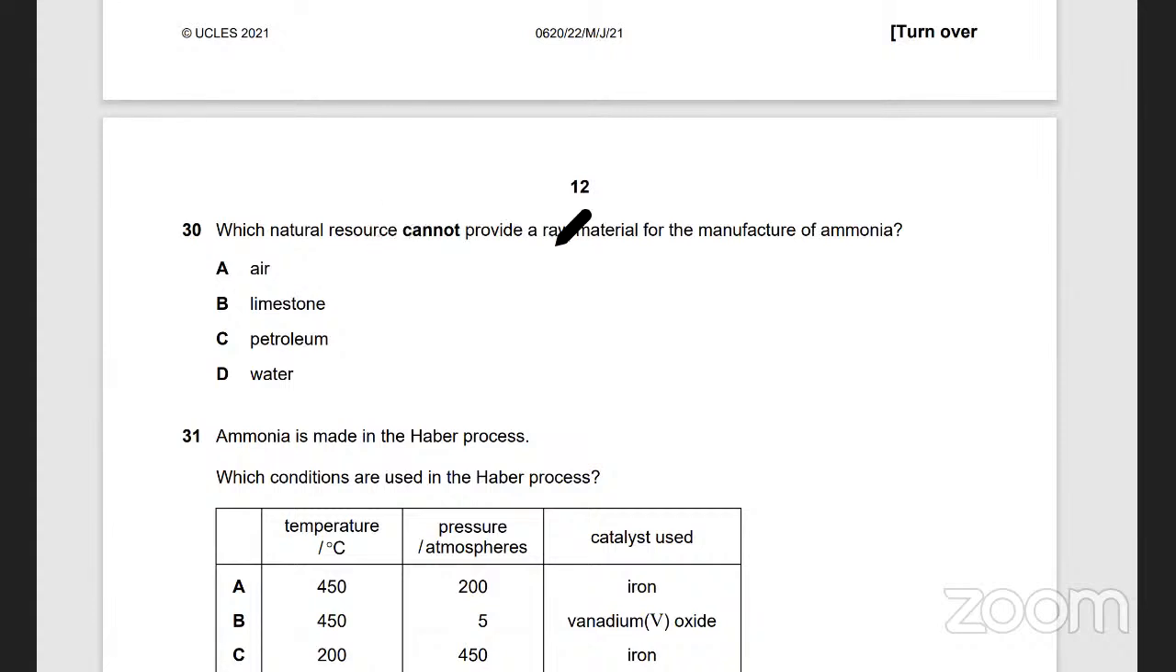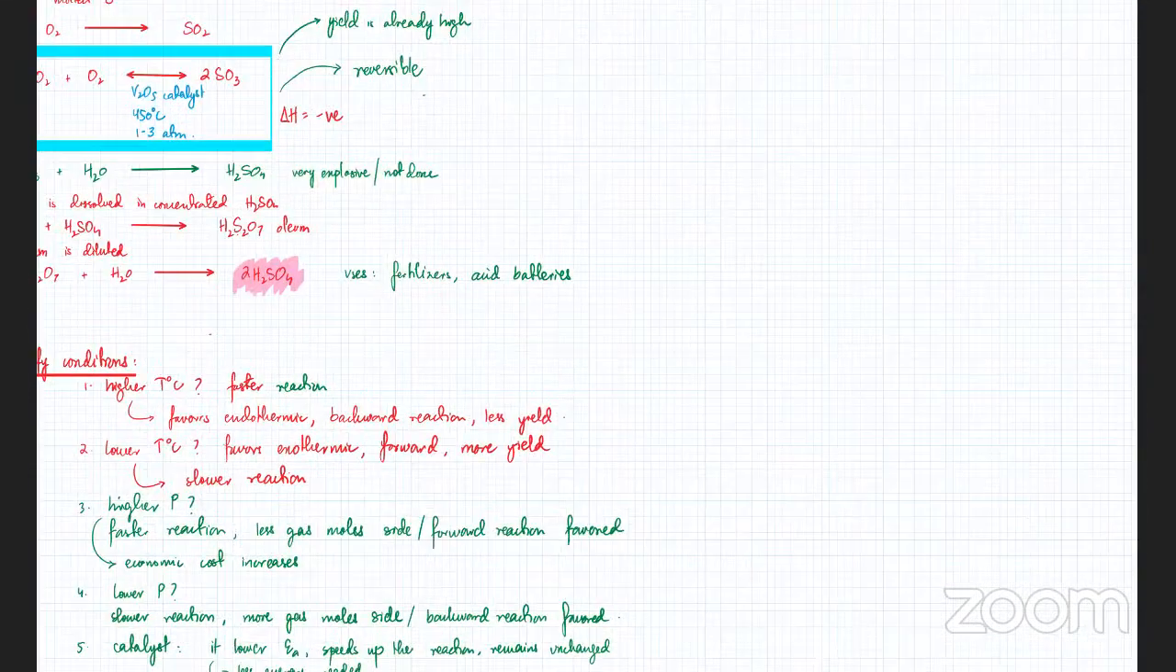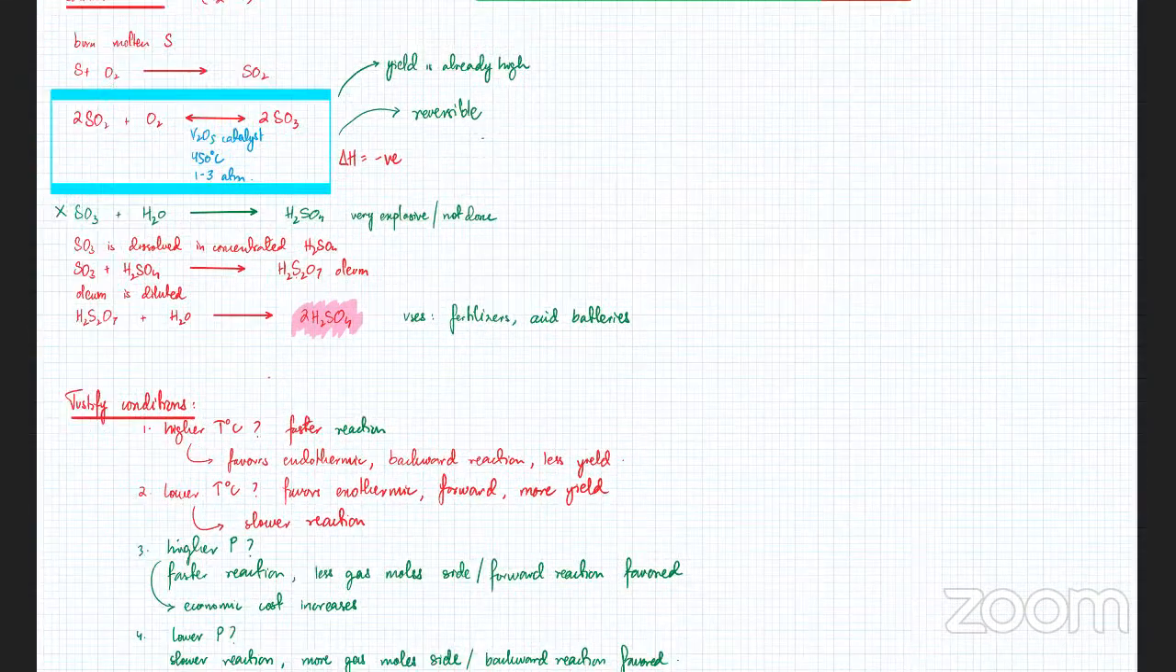अच्छा, natural resource cannot provide raw material for the manufacture of ammonia. अमोनिया की मैन्युफैक्चर में क्या चीज चाहिए होती है? You need N2 and you need H2, ठीक है। N2 कहाँ से आ जाता है? 78% of the air is N2, सही है। H2 कहाँ से आता है? H2S ये यहाँ पे लिखा हुआ है, ये हमने उस दिन एंड में किया था, justifying Haber process, right?